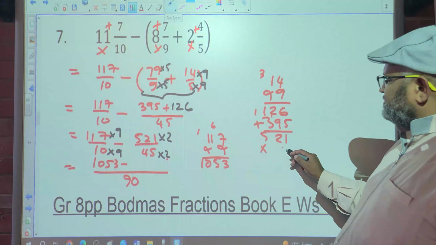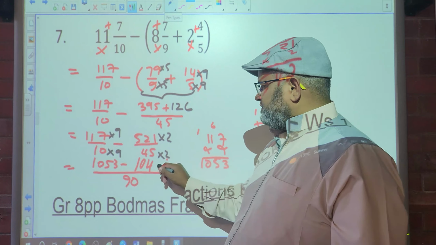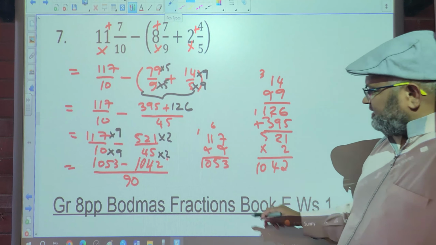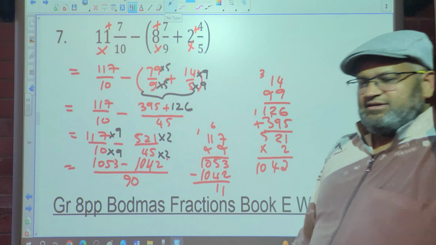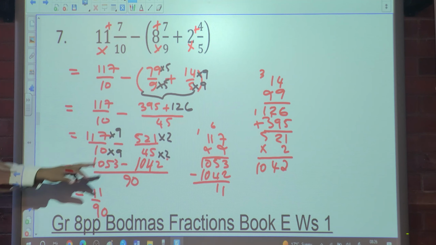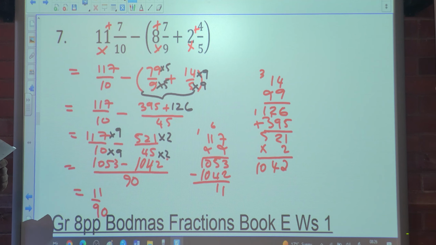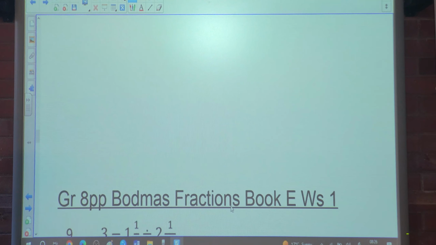Open. Okay, so you're multiplying it by 2. 1 times 2 is 2, 4. 1042. So 1053 minus 1042. Subtract, you get 1. Is that 11? Who got 11 over 90? Sorry about the mistake, then. Even over 90. Skip, okay? No, I don't want the video to be too long, so we can come back, okay?